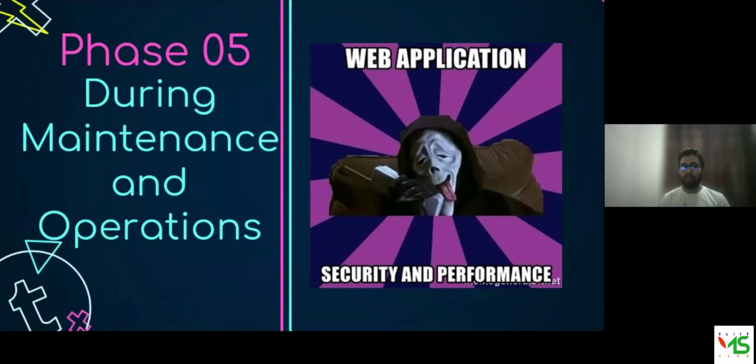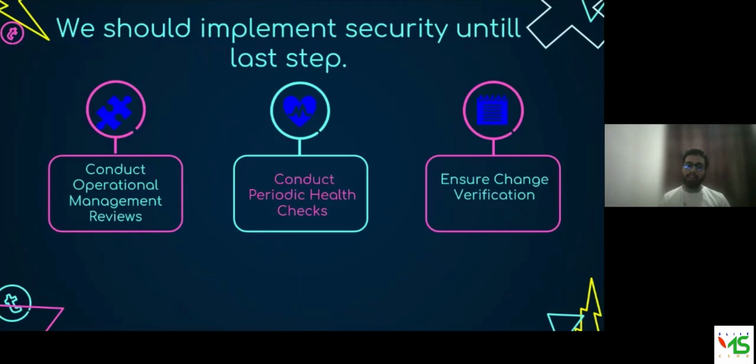Let's move to phase 5, during maintenance and operations. We need to conduct an operational management review. Why is that? So we can see details of how the operational side of both the application and infrastructure is managed. Also, monthly or quarterly health checks should be performed on both the application and infrastructure, so we can ensure no new security risks have been introduced and that the level of security is still intact after deployment. This is called conducting periodic health checks.